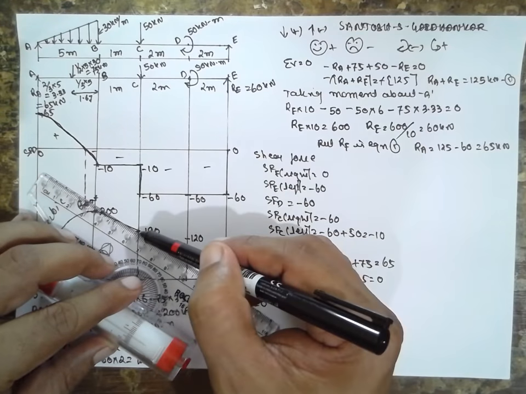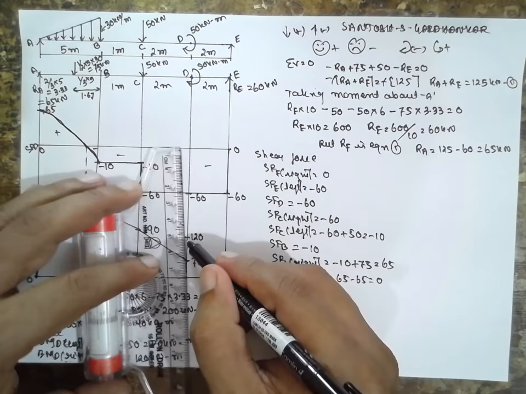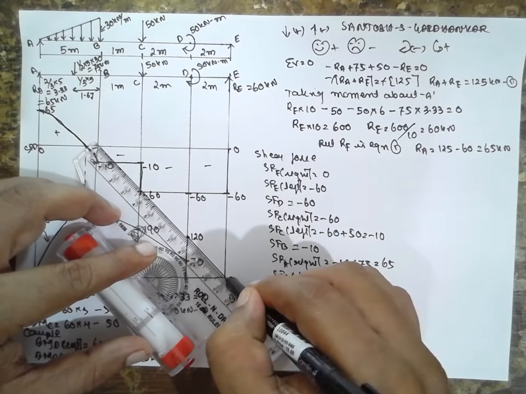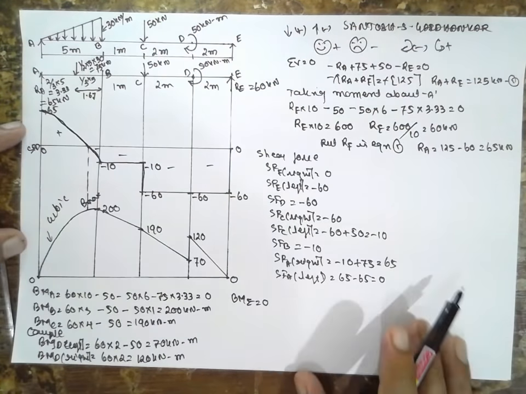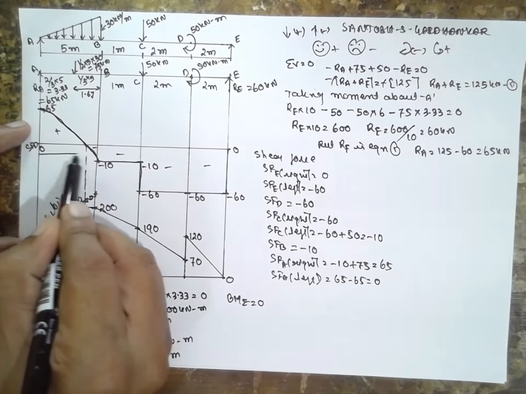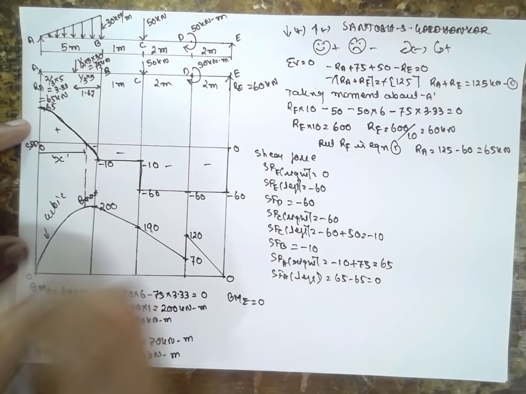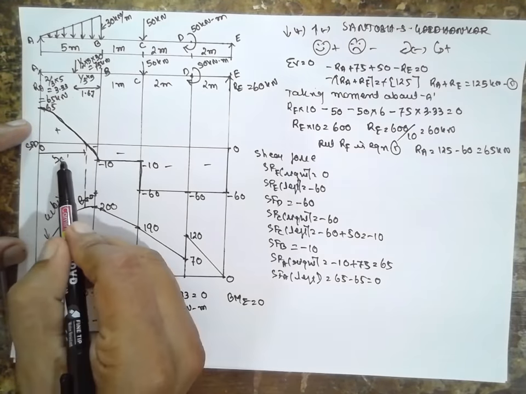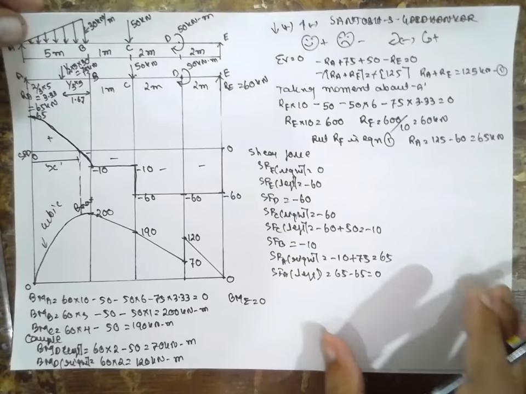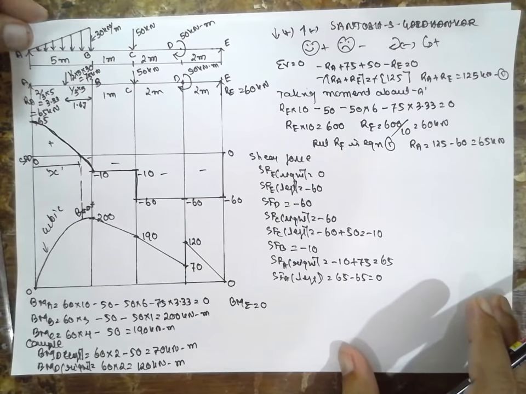Again, inclined line. Upward line. Next, inclined line. Now we have to find out this distance x. In order to find out the x, please construct a separate diagram for this part. I will construct a separate diagram.